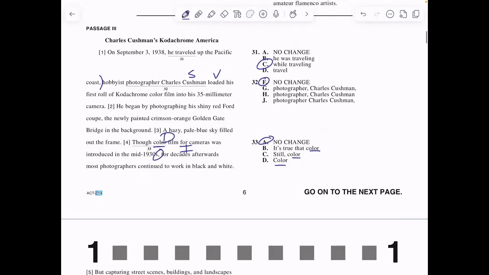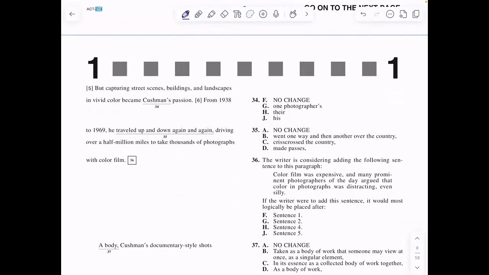Be careful of those. But capturing street scenes, buildings, and landscapes in vivid color became Cushman's passion. Let's keep it no change because I need to clarify. If I just put his, who am I talking about? We haven't mentioned Cushman in this sentence, so we want to be specific. Be specific on these. From 1938 to 1969, he traveled up and down again and again, driving over 500,000 miles to take thousands of photographs with color film.